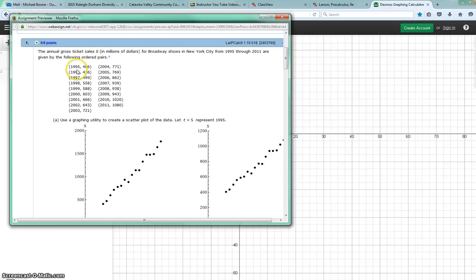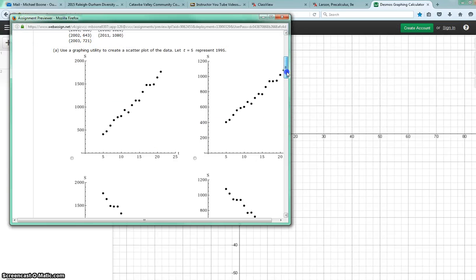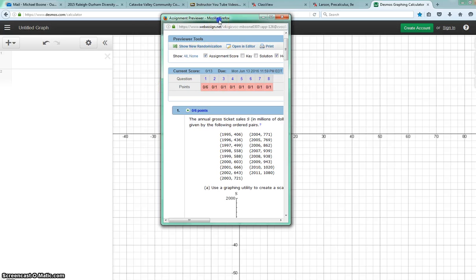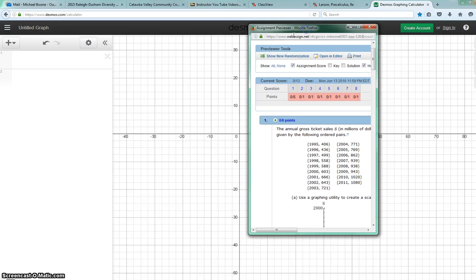Notice when they say 1995, that represents 5, so they're just changing these x values to have smaller numbers. So when we're graphing, we don't have to be all the way over to 1995. I'm going to take a couple of these points and put them into Desmos, and I'm going to show you how to do that.